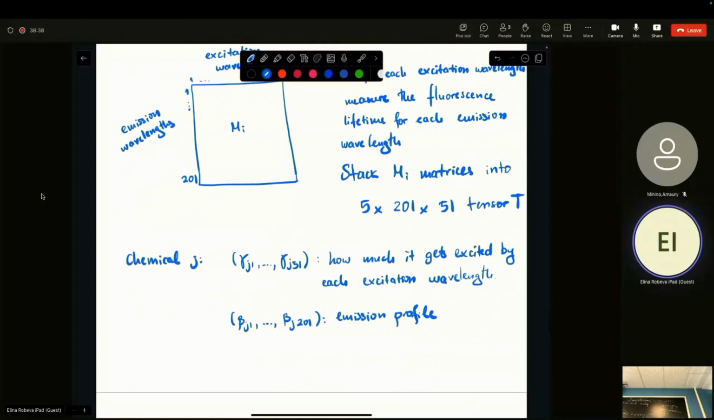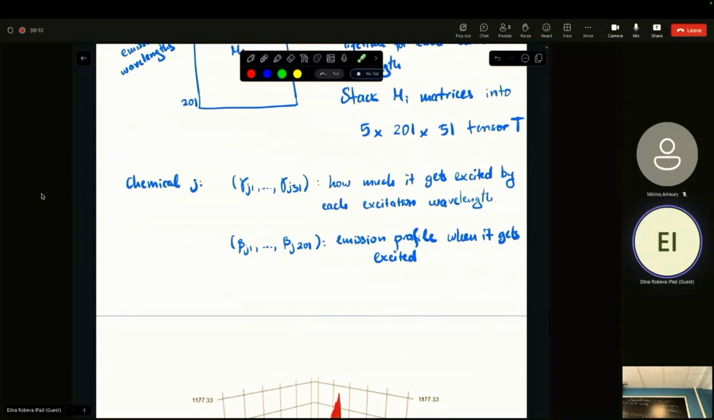And it says, when it gets excited, how much it emits from each of the emission wavelengths. So it gets excited. Okay, so this means if it gets excited, it emits this much from the first wavelength up to this much from the last wavelength. Okay, and then we also have the alphas, which were the proportions. So we have the alphas, the betas, and the gammas.